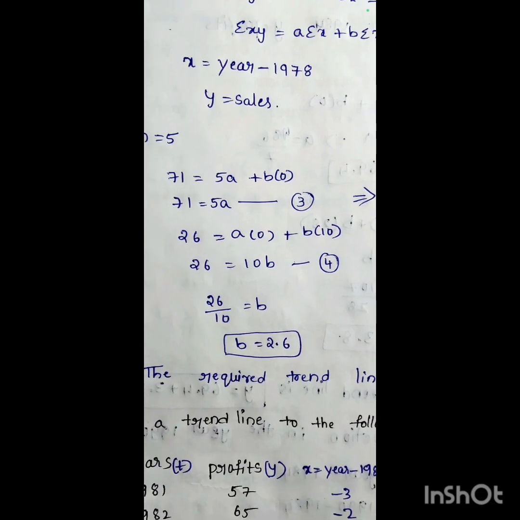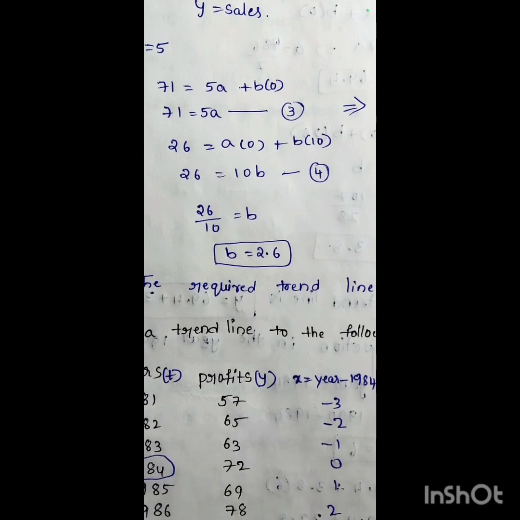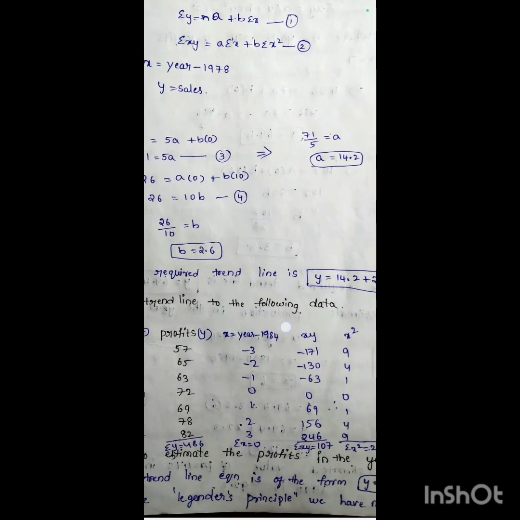So 10b equals 26, which is equation number 4. So from that we got the b value 2.6. The required trend line is y equals 14.2 plus 2.6 into x.